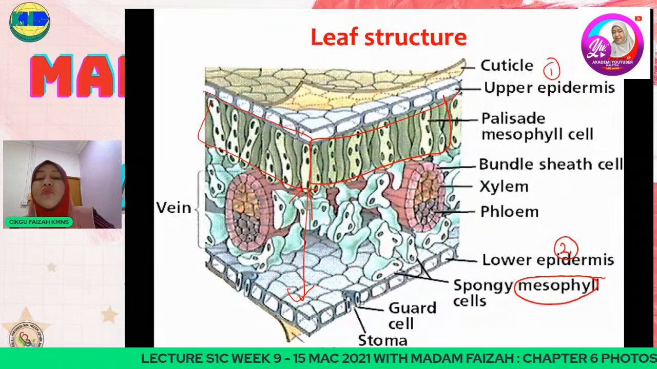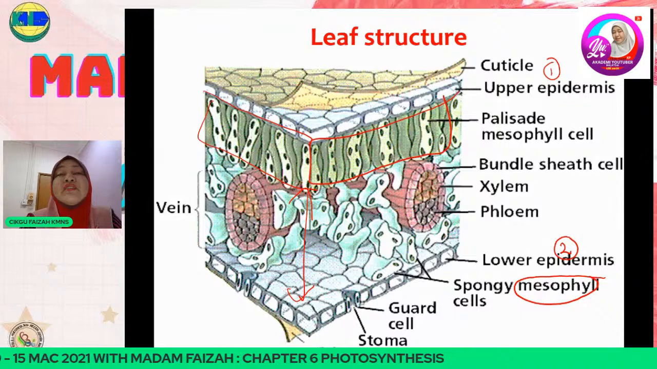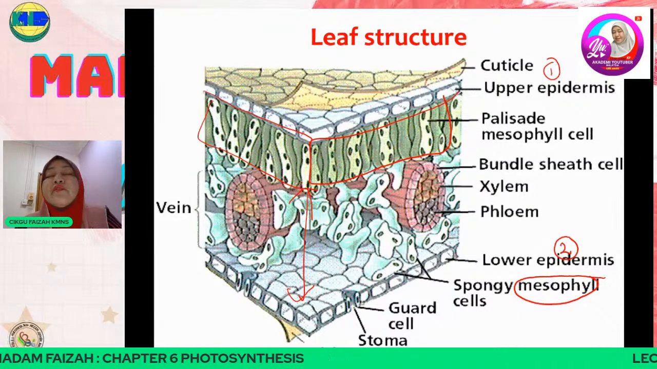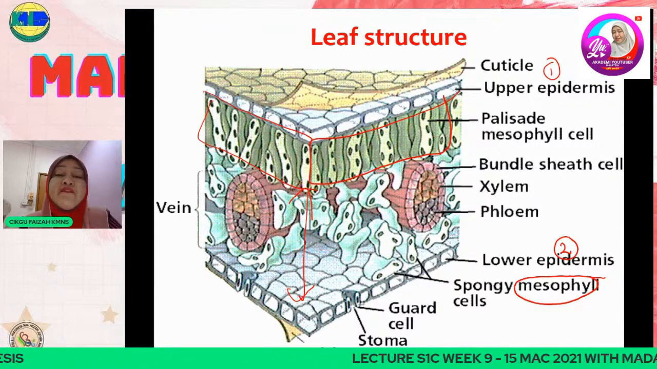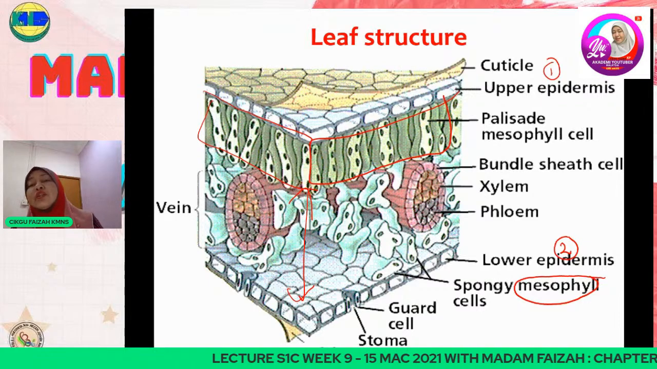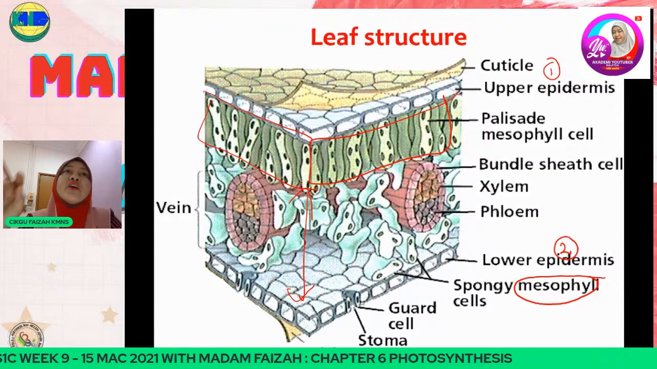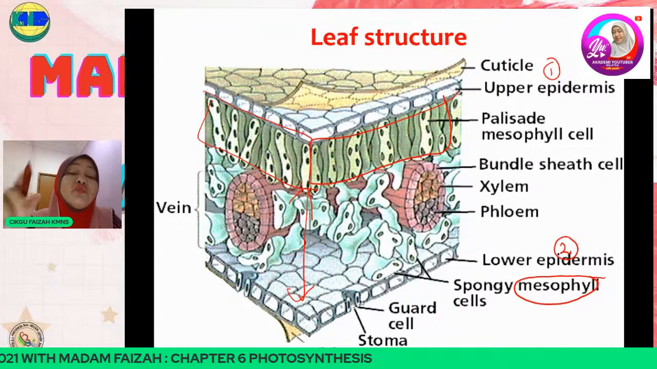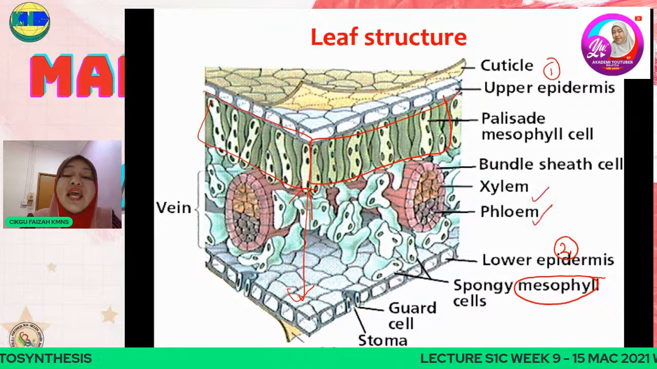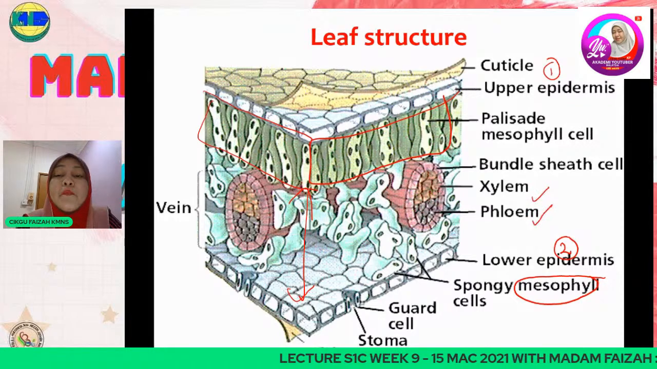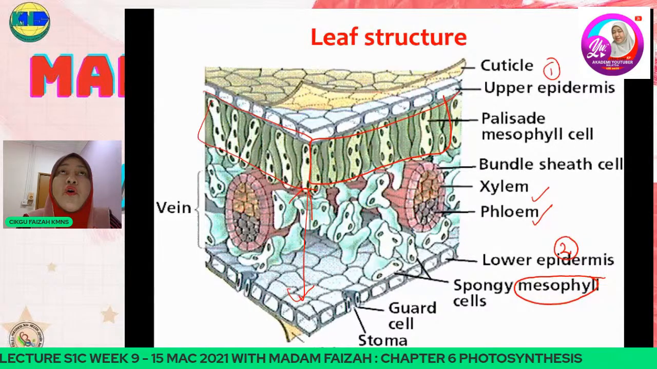Okay, so as you all know, because you are learning about the leaf structure, if we relate it to kingdom Plantae, we are looking at the angiosperm, the advanced tree. So later, if you look at the evolutionary tree, in terms of vascular tissue, that's why you can see there is xylem and phloem as vascular tissue. Okay, class, please take note.